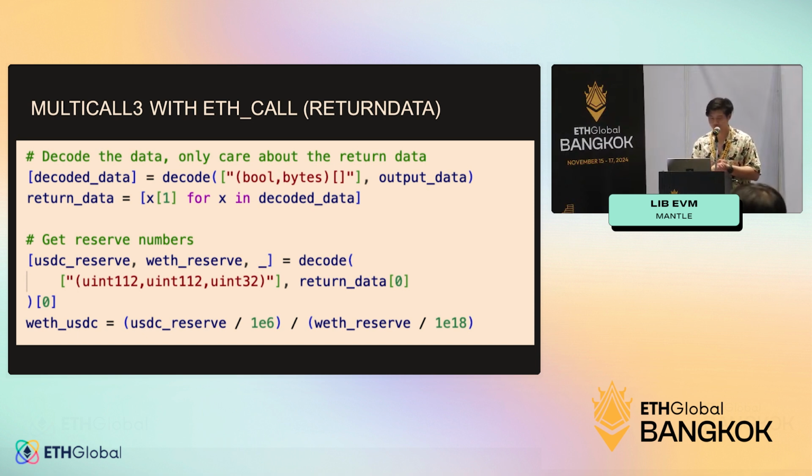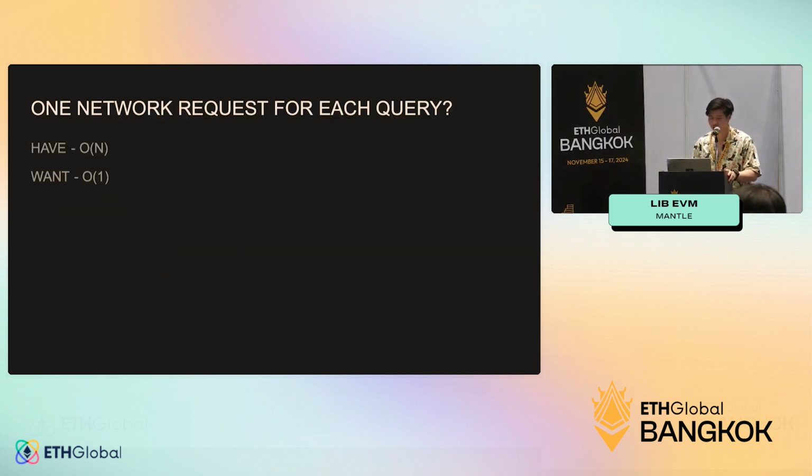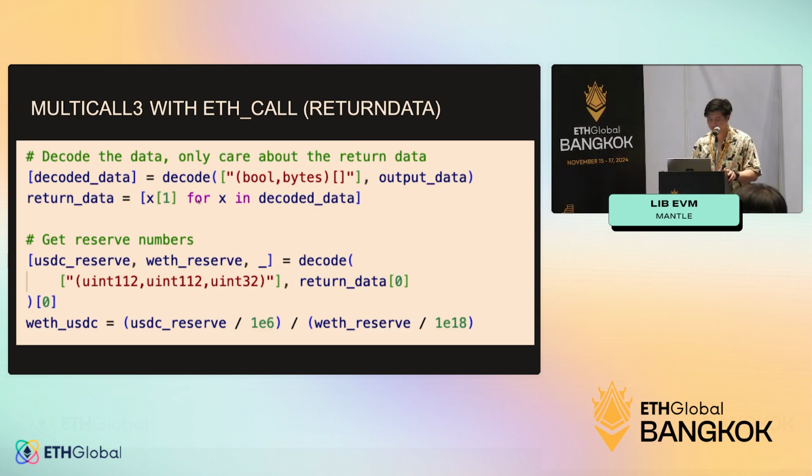You can't just call get reserves. You have to encode your data into a relevant format first. This is just the decoding bit. Previously, this was all you needed to do. You just call toAddress and get reserves, and you get the numbers out. But now, the output data is the output data from Cryo. You now have to decode it into an array of queries within multi-call 3 to get your data out.